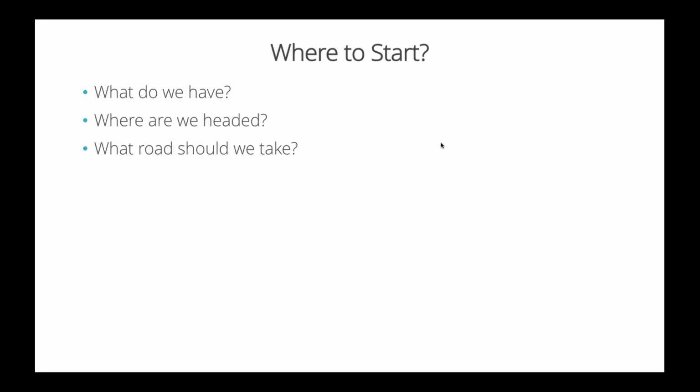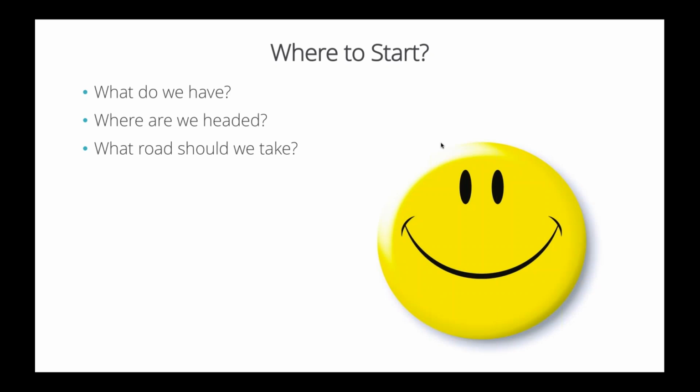So the strategy that I apply makes it very, very simple. What do we have? Where are we headed? What road should we take? This is my smiley face strategy. What do we have is the beginning point. Where are we headed is the end point and the road that we take. So think of strategy in that way. There's a lot more detail under here, but this is a simple approach, and you can apply this at a macro level. You can apply it at a micro level. You can apply it to different projects.